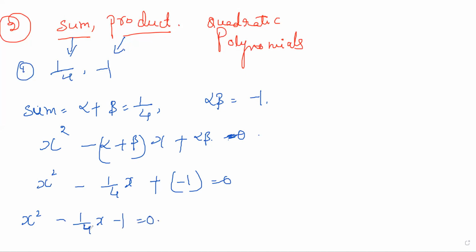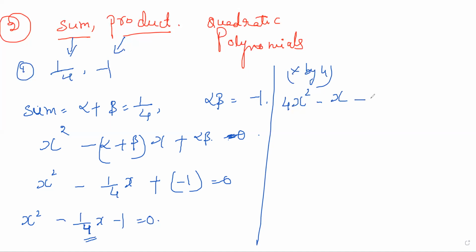See, we have a fraction here right now. So what you can do is multiply the equation by 4. Then we get 4 into x square is 4x square, minus 1 by 4 into 4 is nothing but it gets cancelled, x, minus 1 into 4 is 4. So the equation is 4x square minus x minus 4. This is the quadratic polynomial.